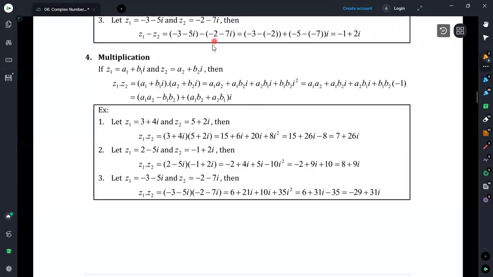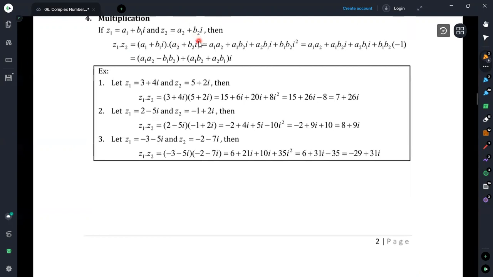Now we will discuss the multiplication of complex numbers. Z1 is defined as A1 plus B1i and Z2 is defined as A2 plus B2i. Then the multiplication of Z1 and Z2, we can get it as A1 plus B1 times i, and this quantity has to be multiplied with A2 plus B2i. Just as when we are solving brackets in algebra, using the same concept we need to get the solution.